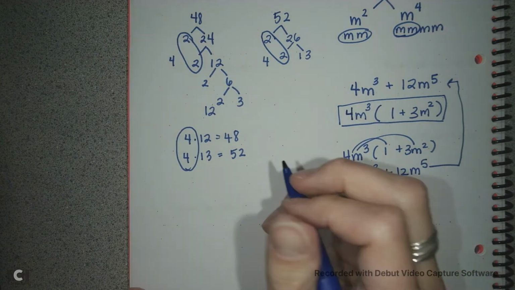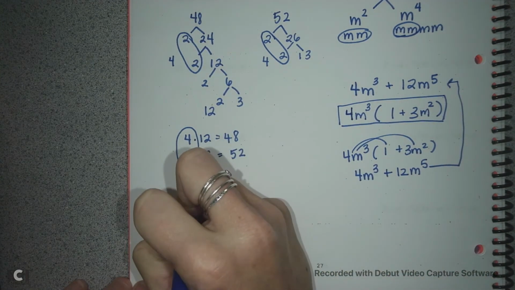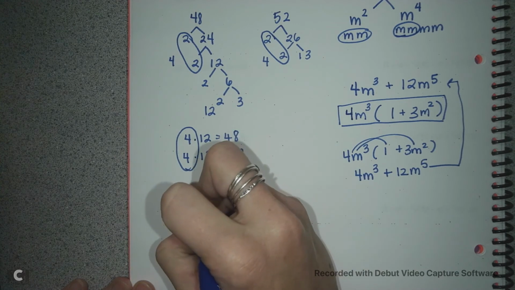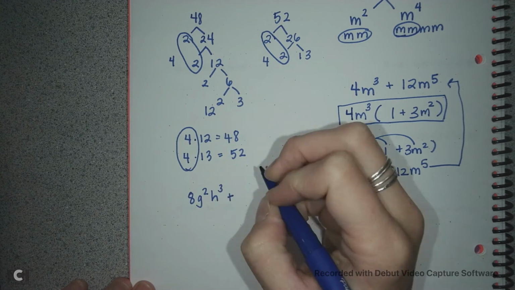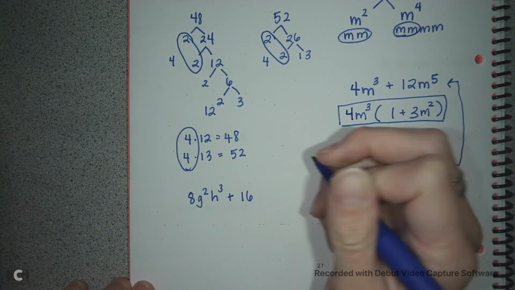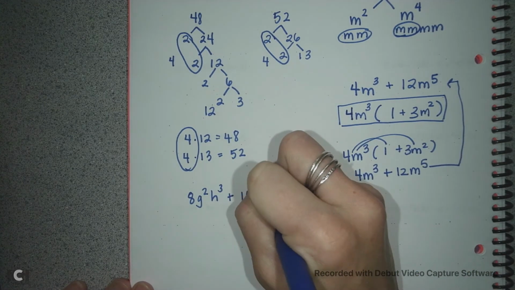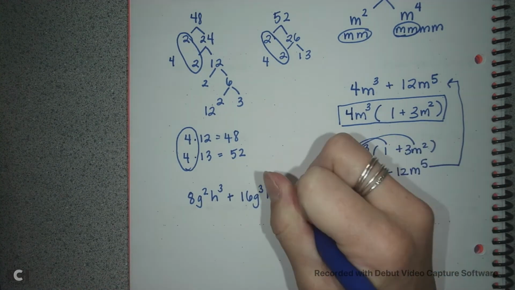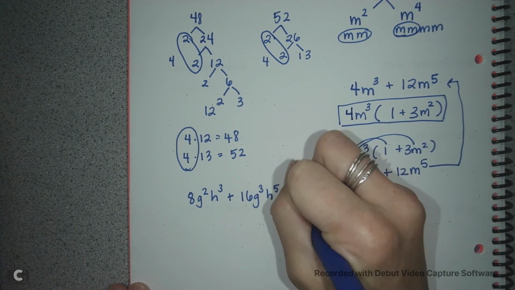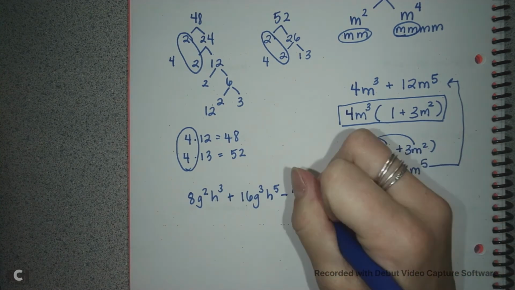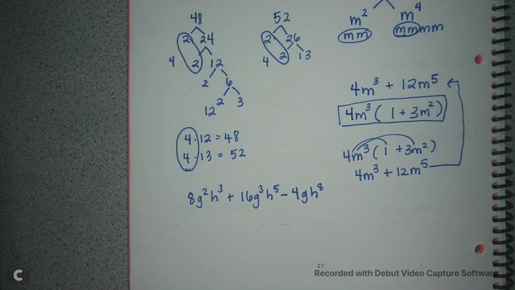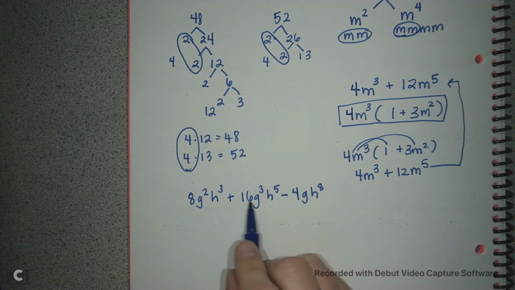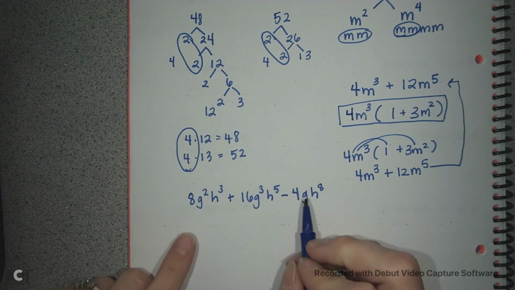Let's say that I had 8g squared h cubed and 16g cubed h5 minus 4g h8. Okay, so I want the greatest common factor in all of these, and it has to appear in all 3 of them. So I look at my numbers.